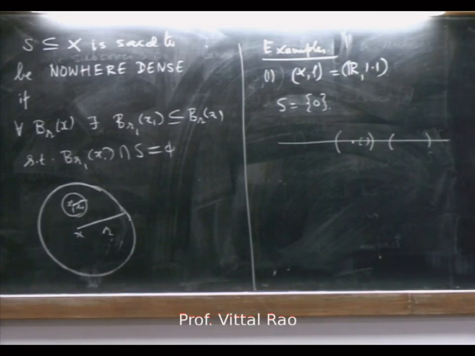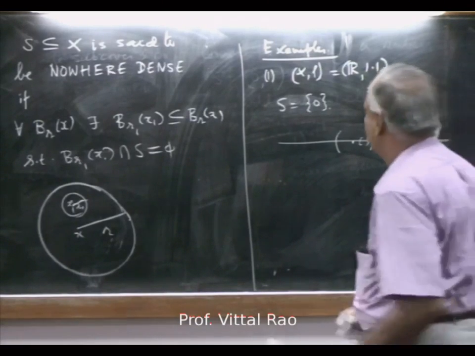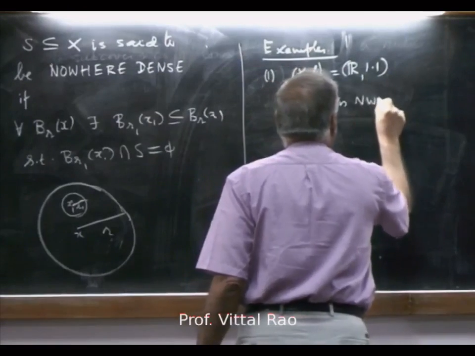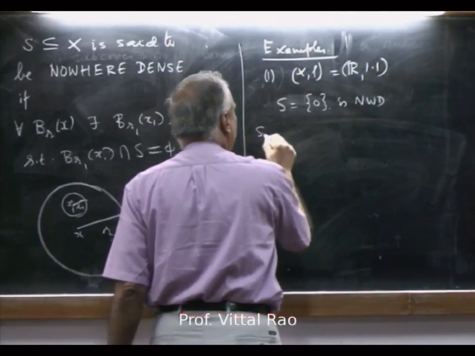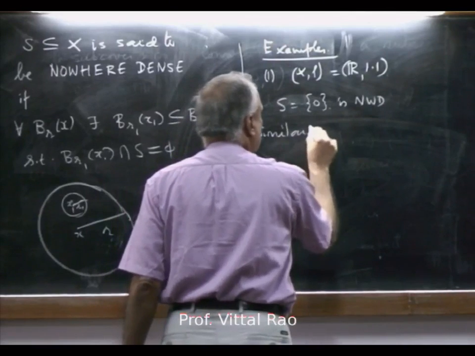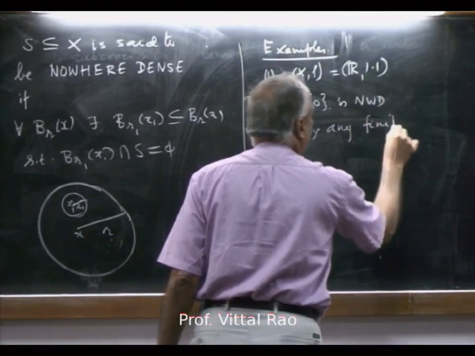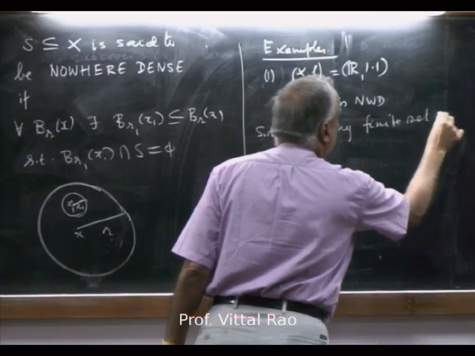Singletons are nowhere dense. You may take 2 points, that is also nowhere dense. If I take a finite number of points, that is also nowhere dense. So now we have S is nowhere dense, I will write NWD. Similarly, any finite set is nowhere dense.